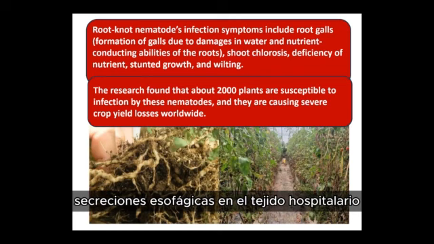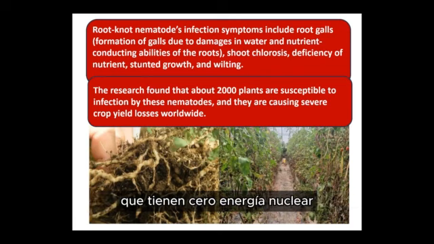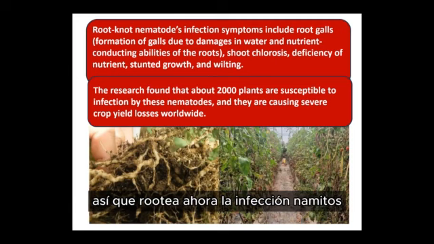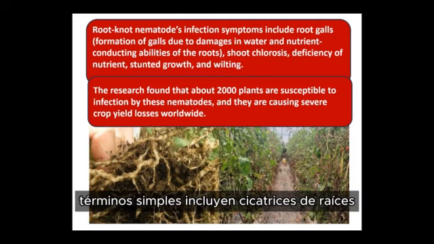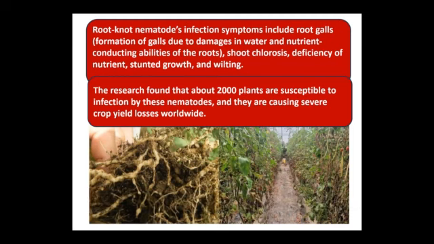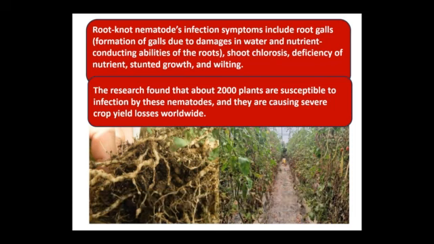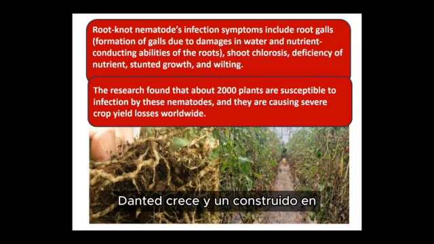Root knot nematode infection symptoms include root galls, short roots, chlorosis, deficiency of nutrients, stunted growth, and wilting. Research found that about 2,000 plants are susceptible to infection by these nematodes, and they are causing severe crop yield losses worldwide.